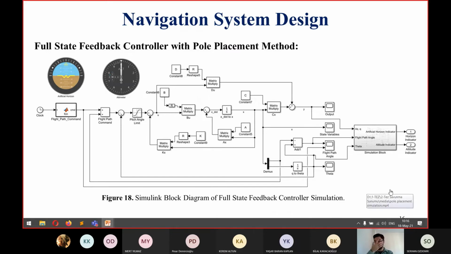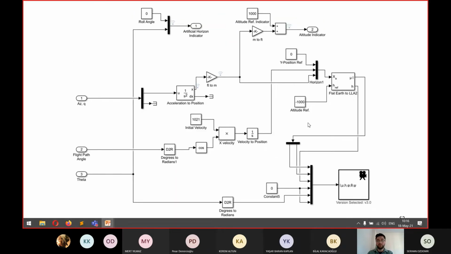full state feedback controller. As you see, there is a simulation block. Let me show you this block more clearly. In this block, I have a FlightGear animation simulation block in MATLAB Simulink. I use FlightGear with MATLAB to visualize the simulation.